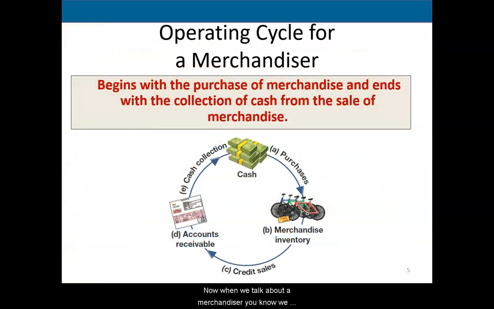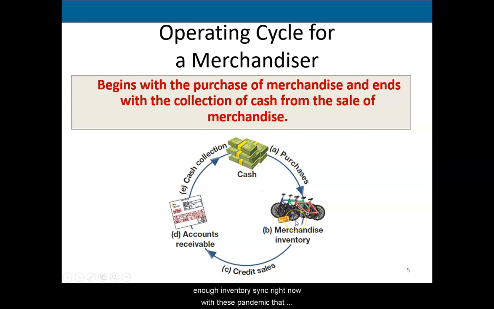Now, when we talk about a merchandiser, we have this cycle, if you will, and it starts out with cash. Remember, cash is king, because as shown on this side, cash allows you to do things. You can make purchases, and these purchases are going to be inventory. So inventory is very important. We have to manage inventory carefully, because we don't want to have too much inventory, because if we do that, it's tying up all our cash.